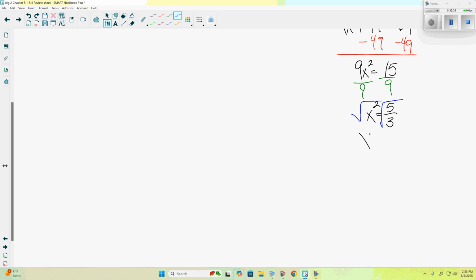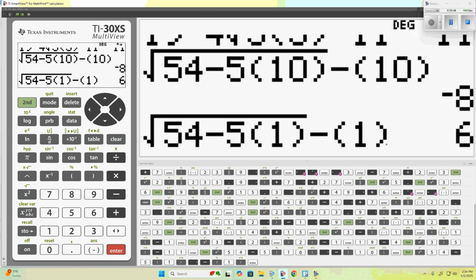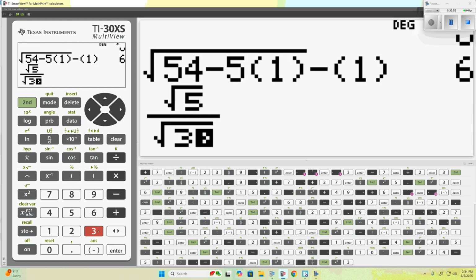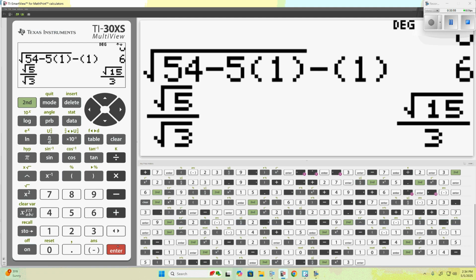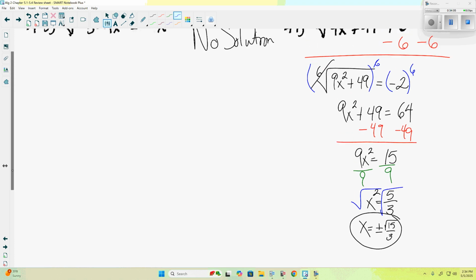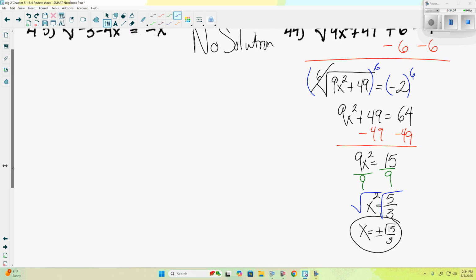Lastly, we'd have to take the square root of both sides, so x is equal to plus or minus, because whenever we square root both sides, we have the plus or minus. Now, we will simplify the square root of 5/3. I can't leave it with a fraction inside. But the square root of 5 over the square root of 3 is the square root of 15 over 3. It's not that it's wrong, it's not a bad answer.